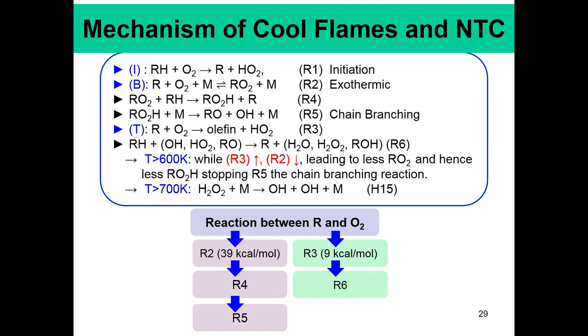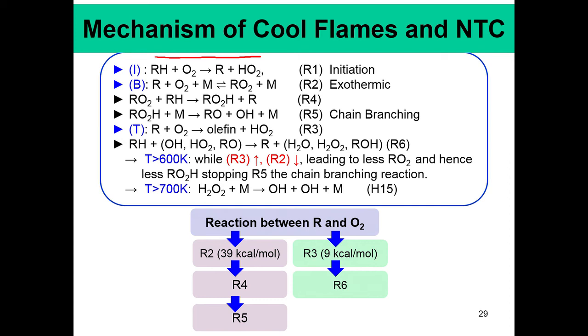So, what happens is that initially, of course, this RH we can represent R by, like, if it is dodecane, the formula for dodecane is C12H24, but R essentially can be C12H23. Okay. With H, when that RH reacts with oxygen, it becomes R and HO2. So, this is the initiation step.